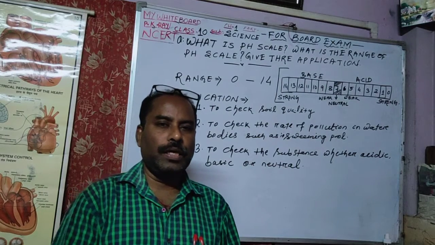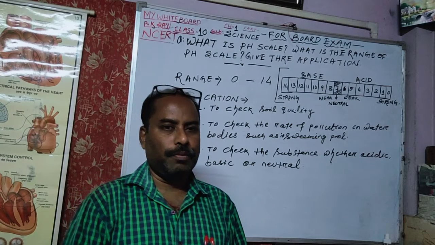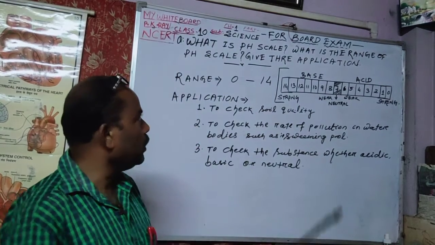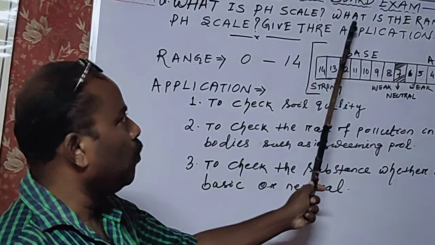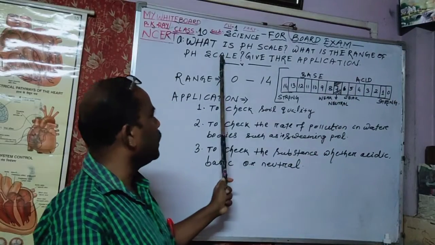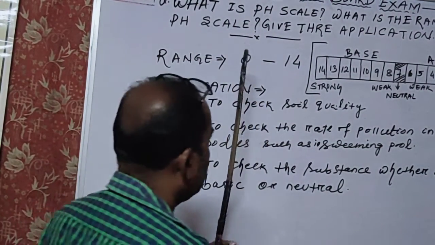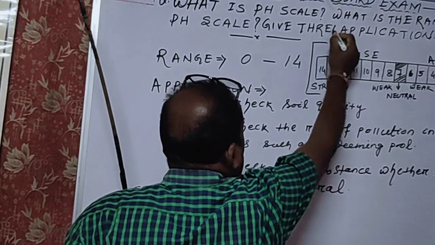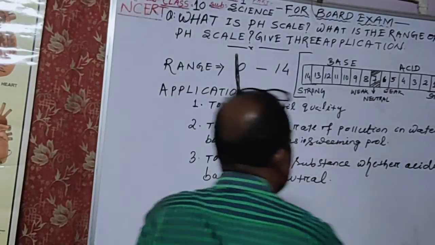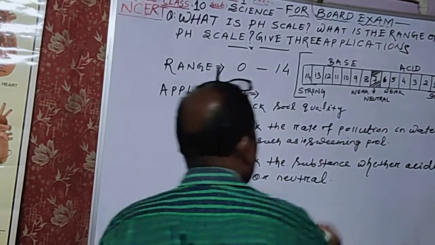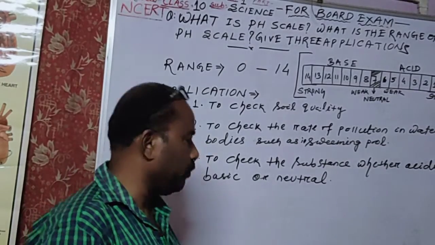Okay, today we will discuss chapter 1 again. Second important question. The question is here in front of you. That is, what is pH scale? What is the range of pH scale? Give three applications of pH scale.